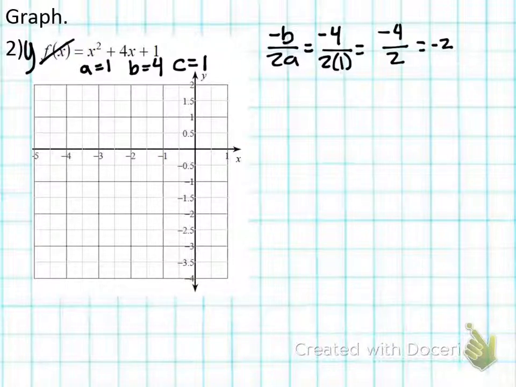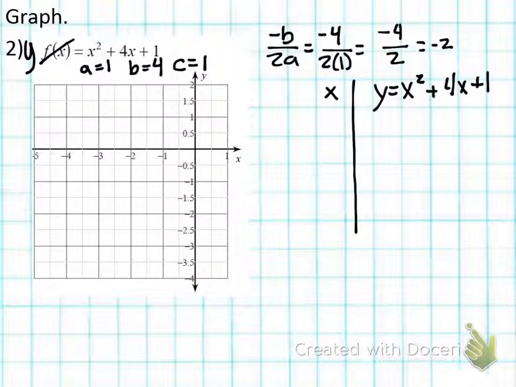Okay, now using that as my center x value, right, because that's the x part of my vertex, I'm going to build my table around that point. I'm going to set that as the middle point for my x. Let me make my table. Okay, so these are going to be my x values, and then on this side I have to plug in those values for x in my equation to get a y value, right?